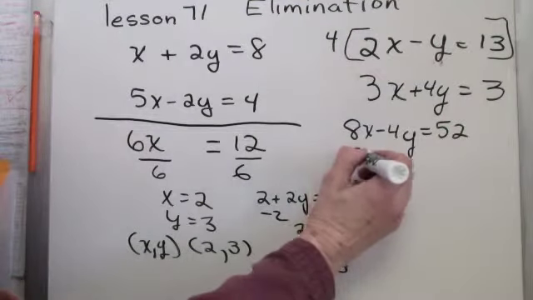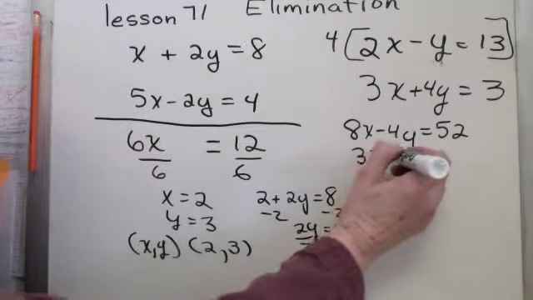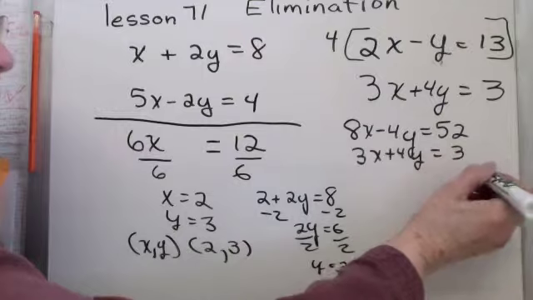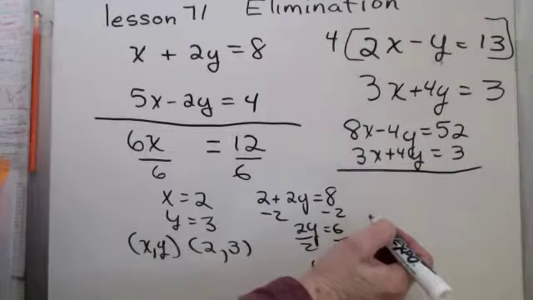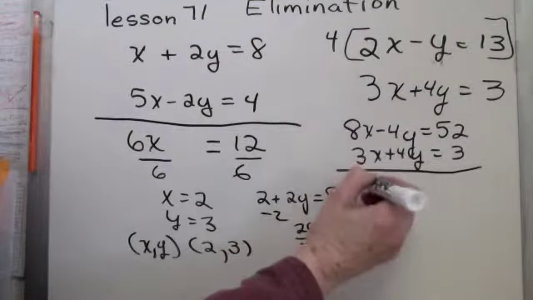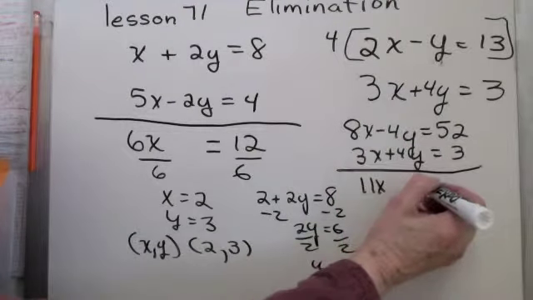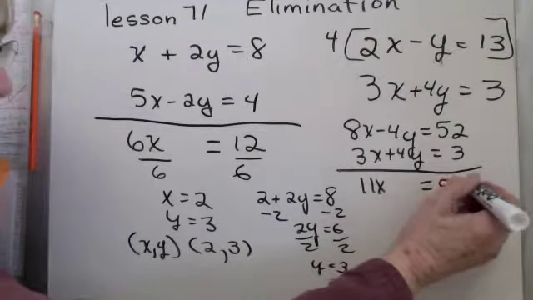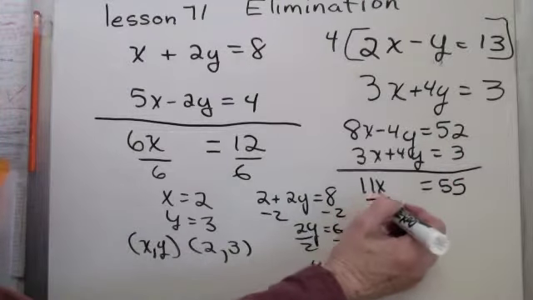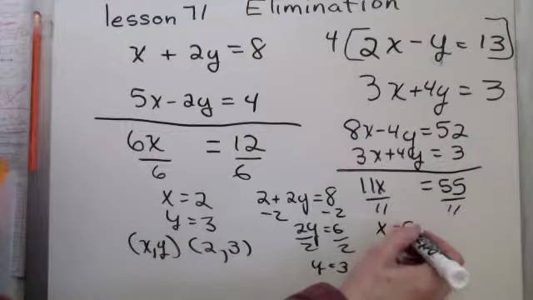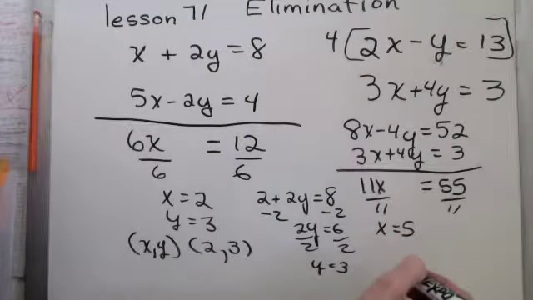Now I'm going to write the second equation right underneath it so that I can add them. And what happens when I add them? I get 11x. The y's cancel out, so I don't have to write that, equals 55. Now I can divide by 11. I get x equals 5. Am I done? Not quite.